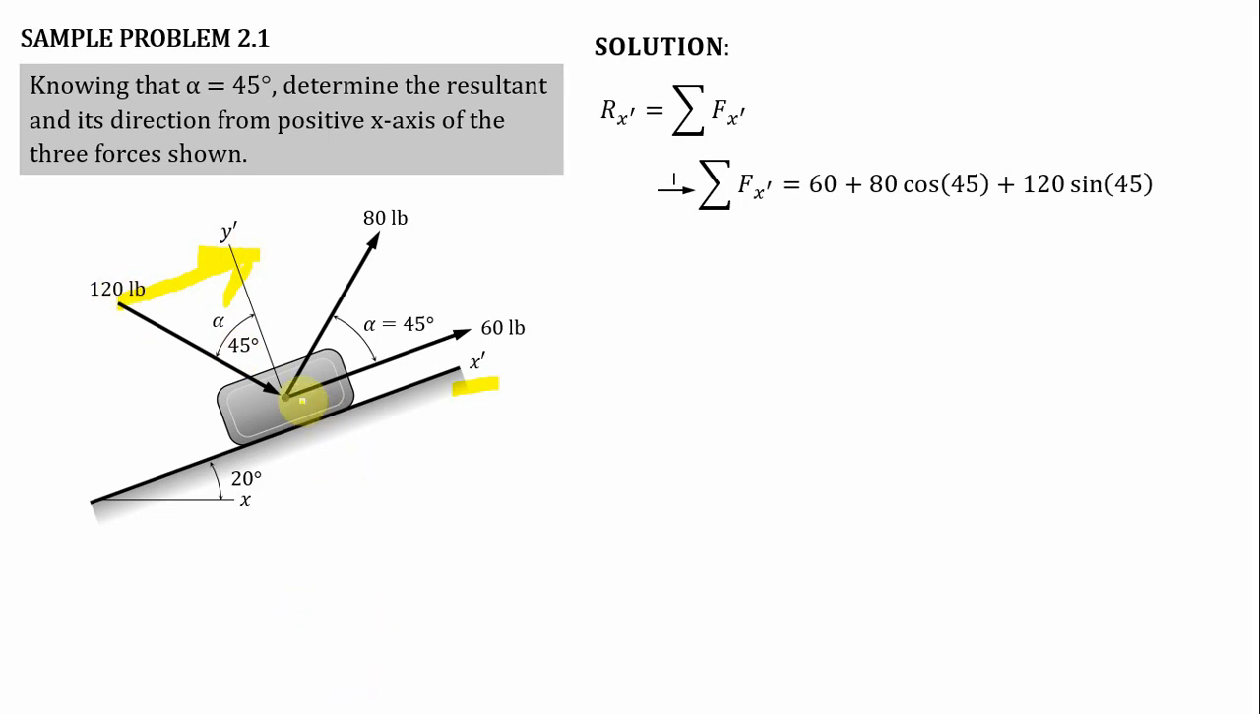Or gusto nyo, pwede ganito. Pwede ko siyang i-extend by the rule of transmissibility. Diba? By the rule of transmissibility, equal lang yan. This is 120 pounds. Okay, kung gusto kong kunin yung component with respect to x prime, that is in this direction. Gets nyo? So that's why going positive to. So that's why 120 pounds yan.